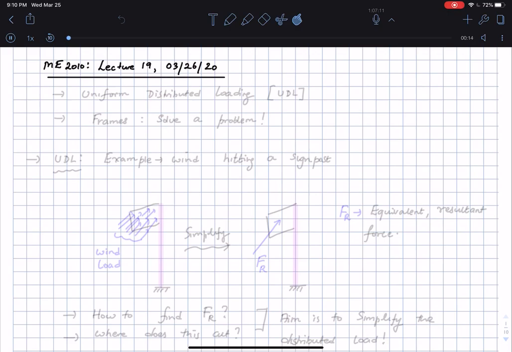Last lecture, which was lecture 18, towards the end of the lecture, we looked at uniform distributed loading. So we're going to be continuing that today, and then we will be looking at a problem on frames.